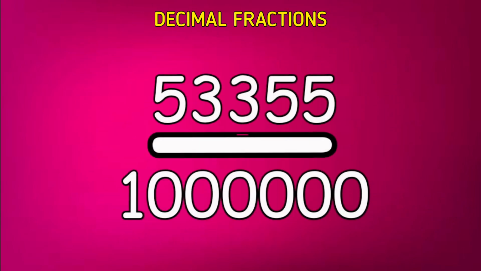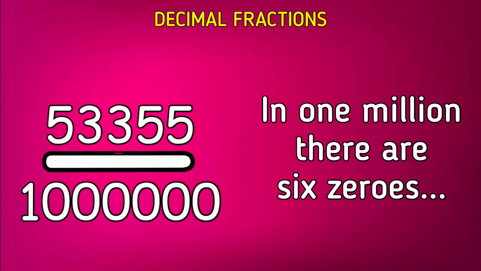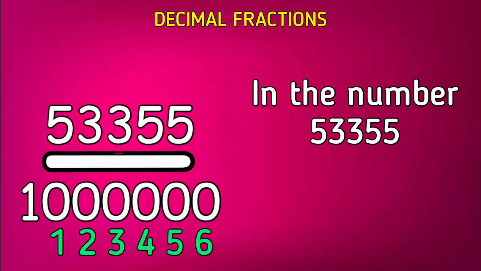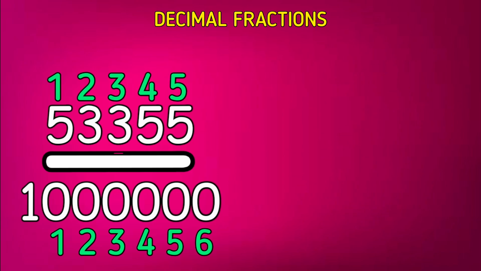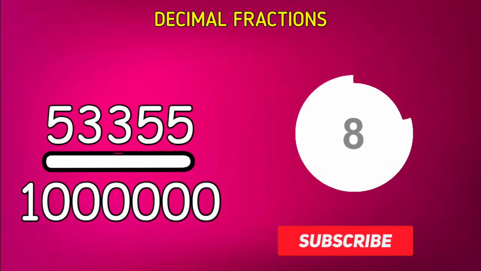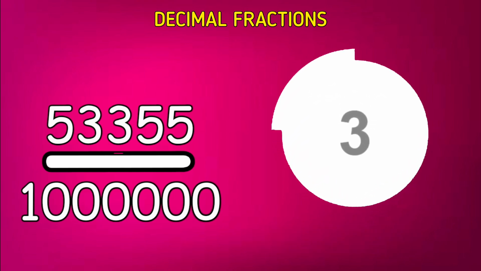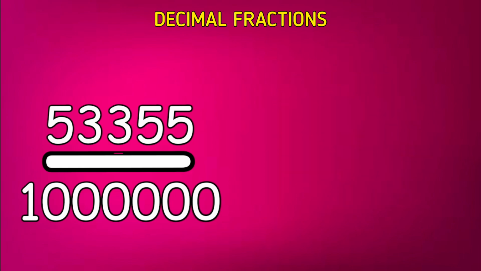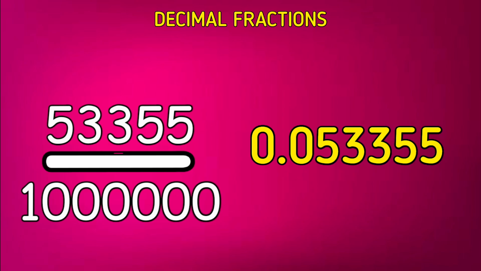Example: 53,355 divided by 1 million. It is tremendous, right? Not to worry. In 1 million there are 6 zeros. In the number 53,355 there are 5 digits. So guess the answer. I'll give you 10 seconds. Pause if you want time. Okay, the answer is 0.053355. Cool.